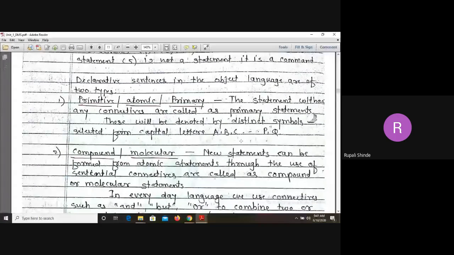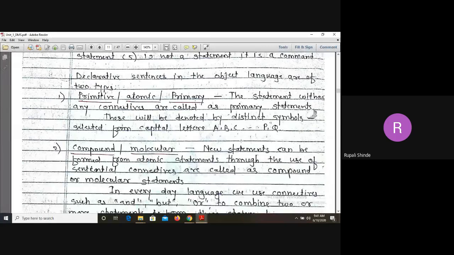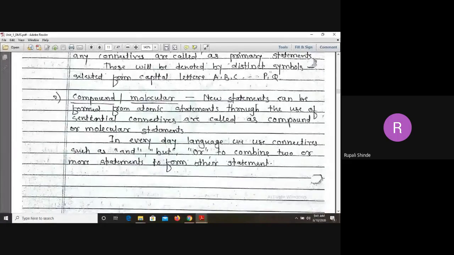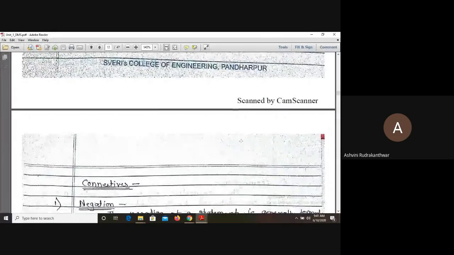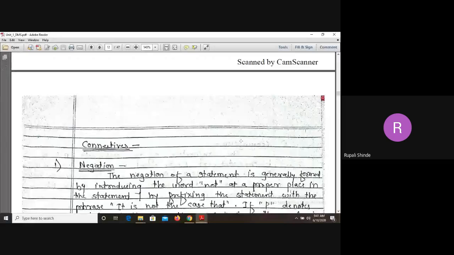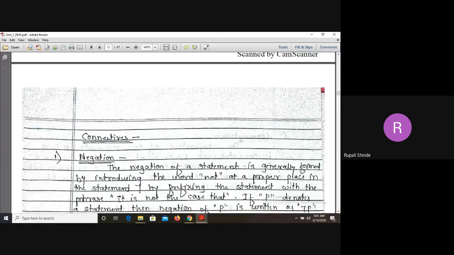Have you understood what is the difference between primitive and compound statement? Yes, ma'am. Okay. Good. Now, here, the actual part of this chapter starts.